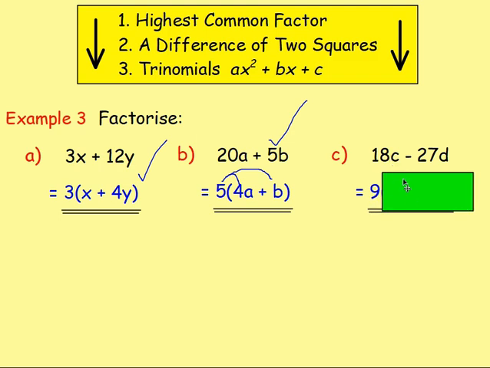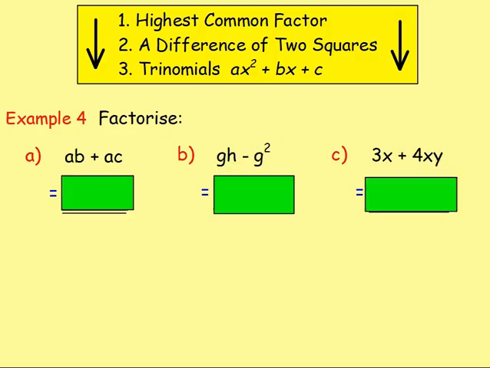And then 9 times what is 18c? Good, 9 times 2 is 18, but you've also got the c. And 9 times what is negative 27d? Good, it's negative 3d. Well done. Again, multiply that out. Just check in your head that you get 18c take away 27d. And you do. You're good. Well done. Another one.